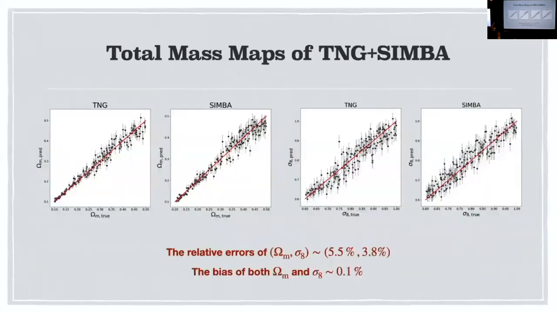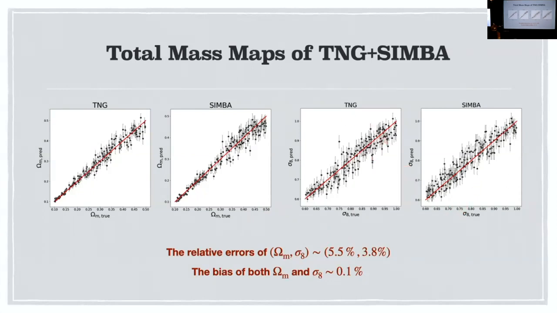I'll show you some results. This is the machine prediction trained on TNG and Simba, and separately tested on TNG and Simba in a test set. You can see they look very good, and the relative errors of omega m and sigma 8 are very small, like 5 and 4%, which is good, with negligible biases, I guess. Which is very good.